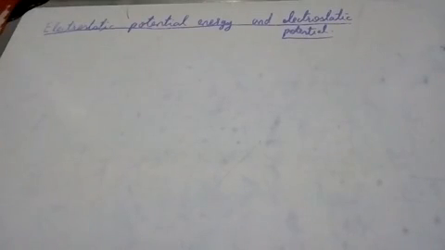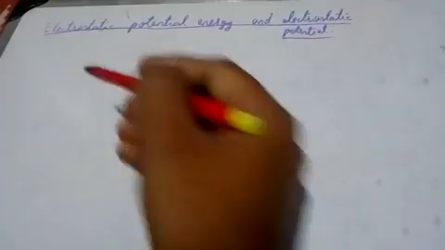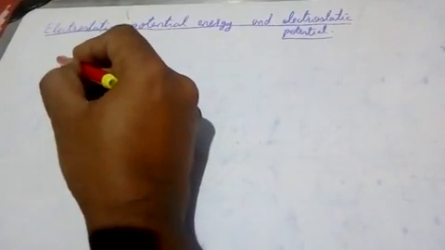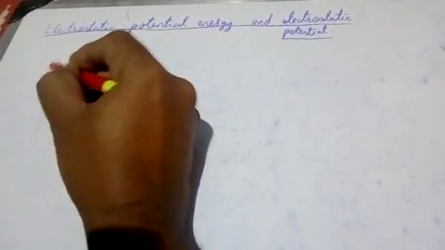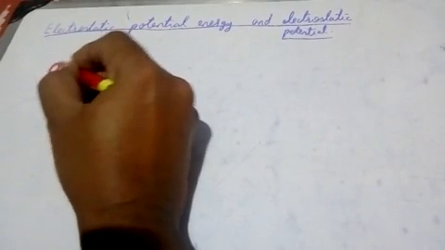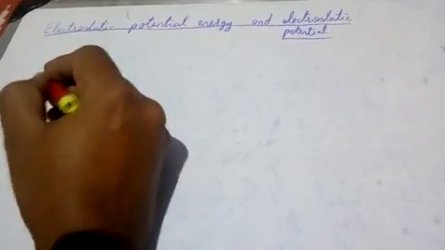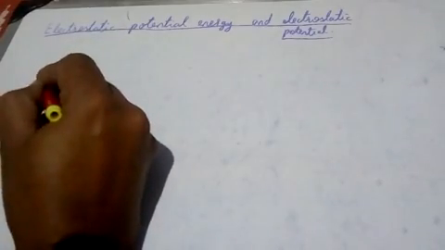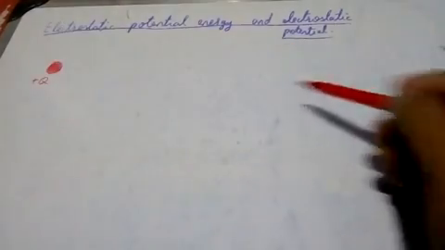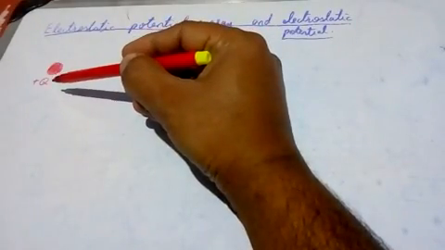Let us now study electrostatic potential energy and electrostatic potential. Now let us take a big positive charge here. So let this be a very big positive charge. It's called a source charge. Its value is given as plus Q. So this is a very big positive charge. Its value is plus Q.